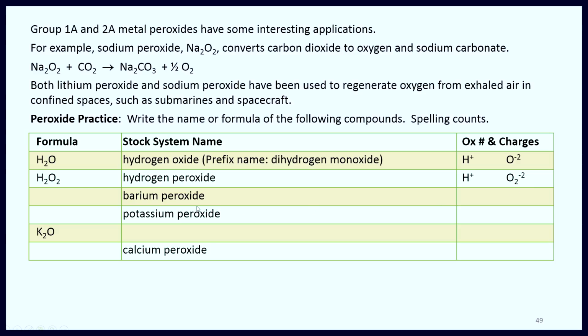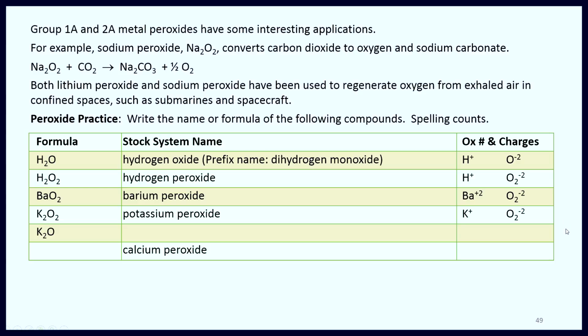Can you write the formula for barium peroxide? Well, let's write the symbols and charges. Barium's plus 2, peroxide's O2 minus 2. They'd combine in a 1-to-1 ratio, so BaO2 is the correct formula. Well, how about potassium peroxide? Potassium's plus 1, O2 is minus 2. We'll need 2 potassiums, so K2O2 is the formula of potassium peroxide.